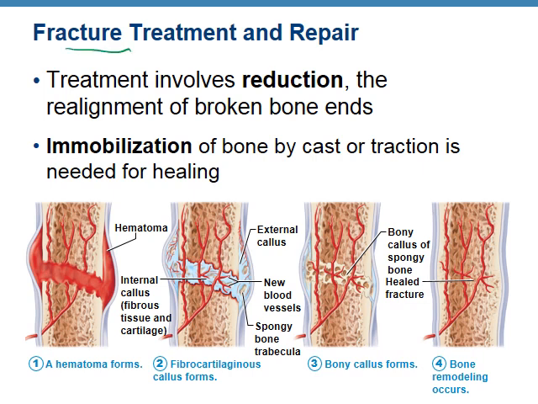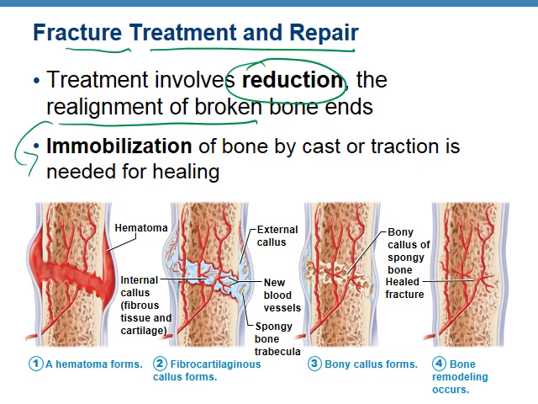If you had a fracture, what would be the treatment and the repair? Well, first, the treatment usually involves some sort of reduction or realignment of the broken ends, especially if you had a complete fracture. If you had a comminuted fracture, you might actually have to put in pins or plates to realign the broken bone fragments. The next thing you're going to do is immobilization, by cast or traction, to allow for the healing process. Remember, osteoblasts take a little while to work in order to create new bone.